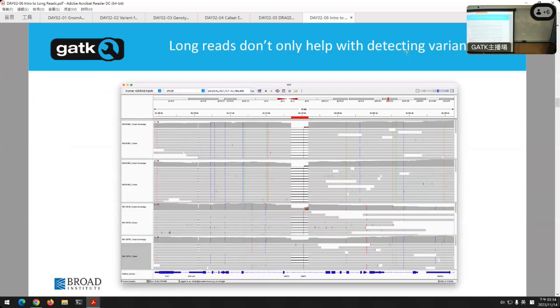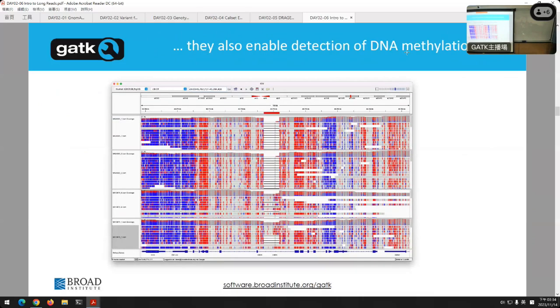So in addition to being able to more comprehensively and accurately detect structural variants, long reads also provide us information about DNA methylation. And methylation is an epigenetic change to our DNA that influences expression.